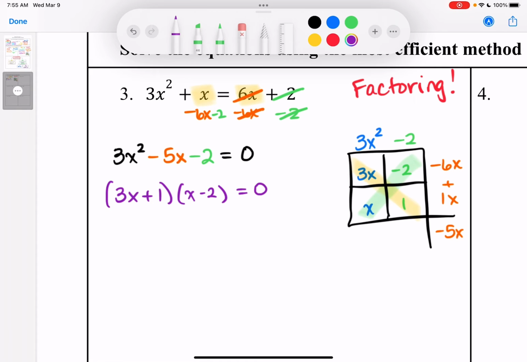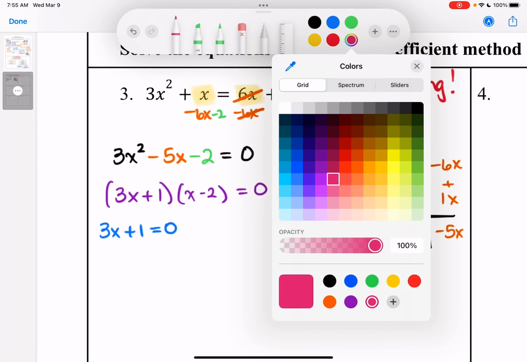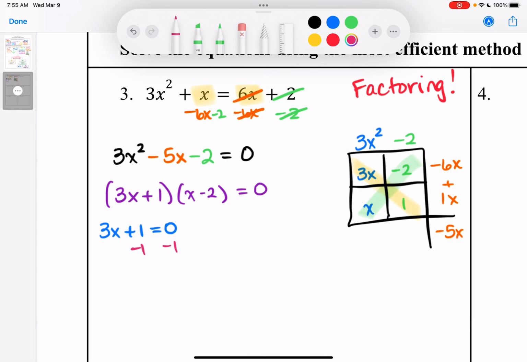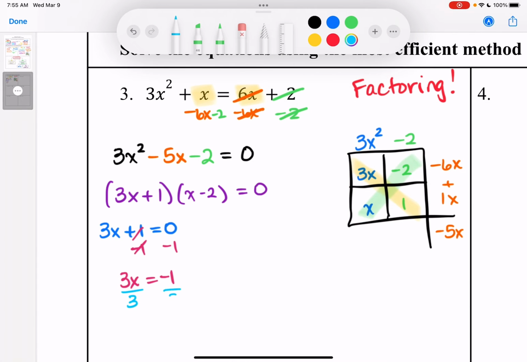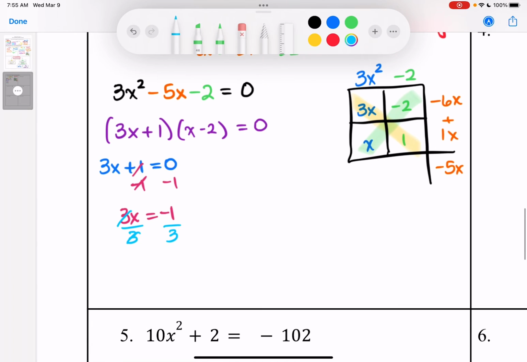All right. Now, I take each one of my mini little equations here and set them equal to 0. 3x plus 1 equals 0. Ooh, this one's going to take a little bit of work. Let's see. I'm going to subtract 1 from both sides. I get 3x equals negative 1. And then I divide both sides by 3. And I get x equals negative 1/3.